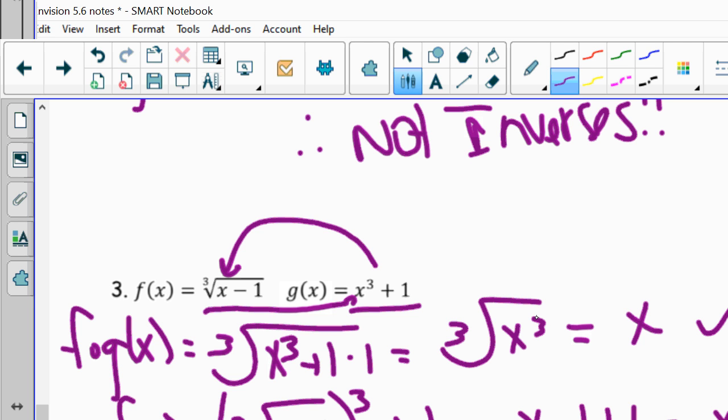So that's how we determine if two functions are inverses of one another. Take the composition both ways. It doesn't matter if I do f of g or g of f. As long as they both equal x, then they are inverses of one another.